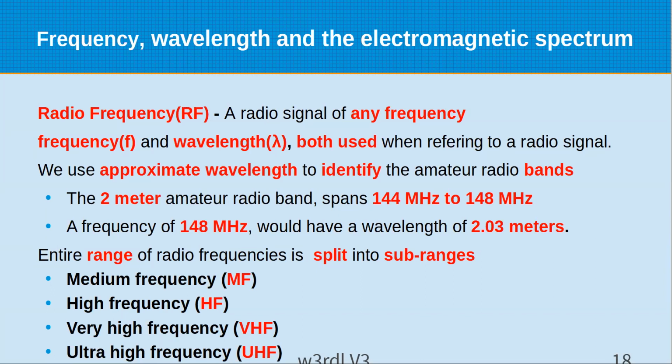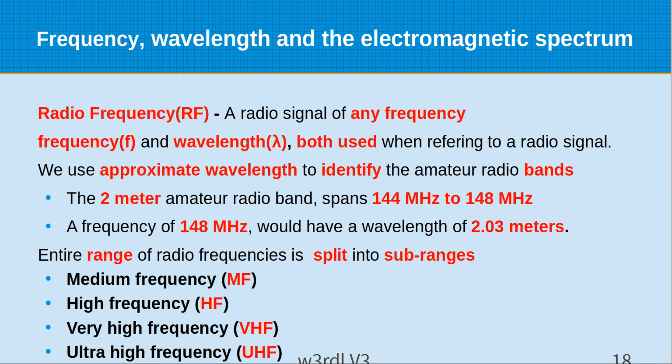We talked about using the approximate wavelength to identify the amateur bands. 2 meter band is 144 to 148 megahertz. So as a technician, you can operate in the 2 meter band and also the 70 centimeter band, which is 430 to 450. And above that is GORS.